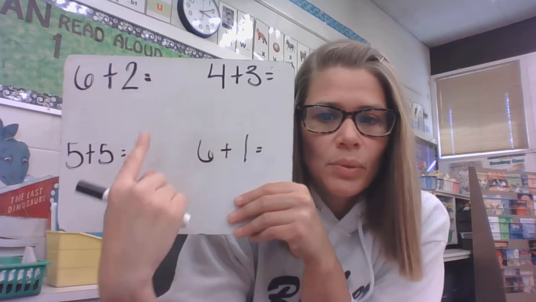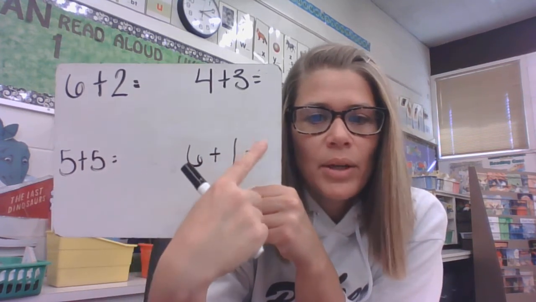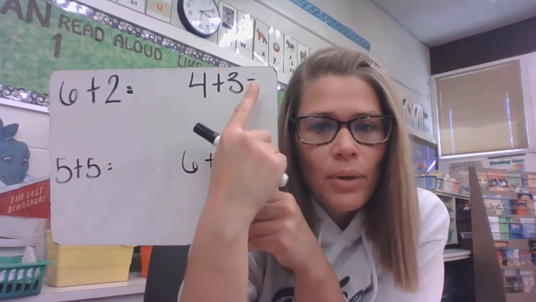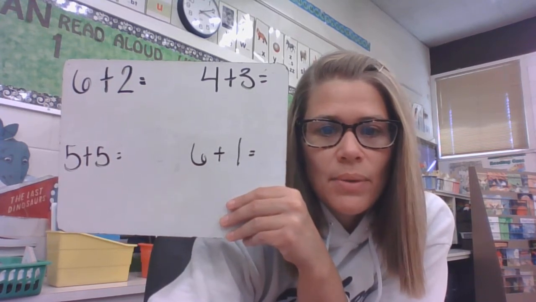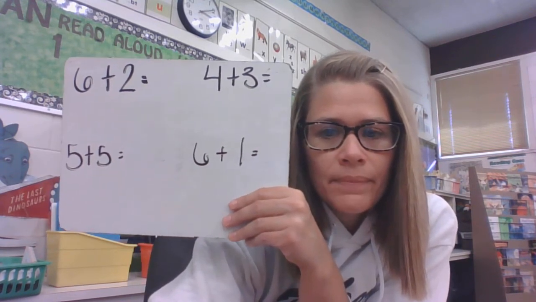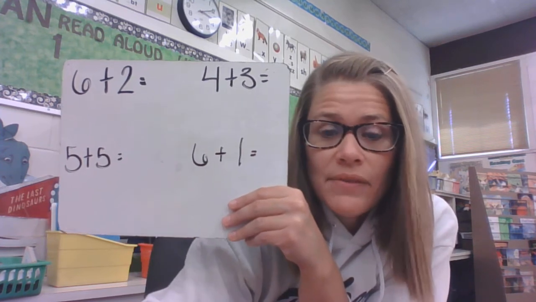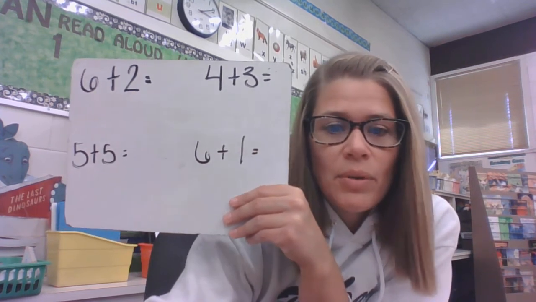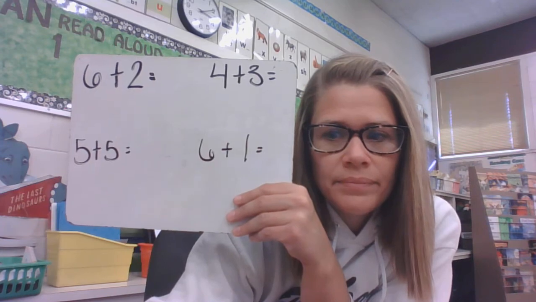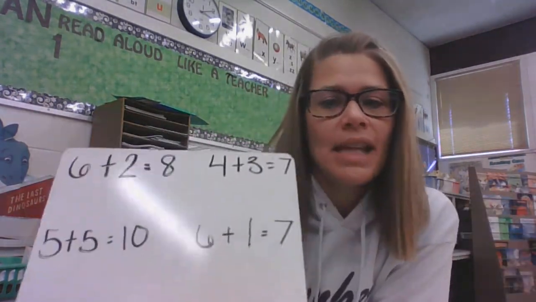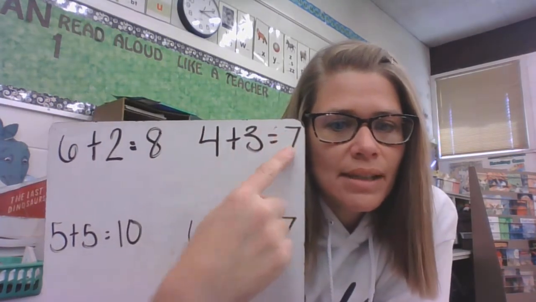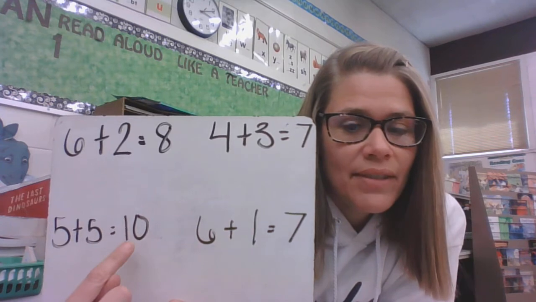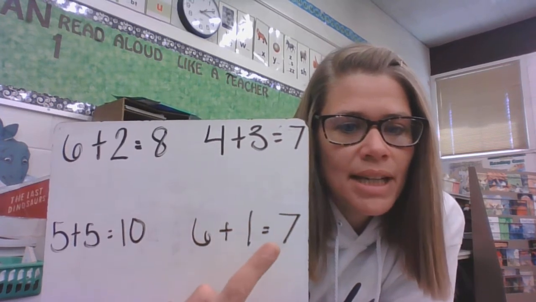What is 6 plus 2? What is 5 plus 5? What is 6 plus 1? What is 4 plus 3? Figure out the answer to each one of those equations. I'm going to put me on pause, figure out the answer to those, and then we're going to check you and see if you're right. Hopefully you figured out the answer to those 4 problems. 6 plus 2 was 8, 4 plus 3 was 7, 5 plus 5 is 10, and 6 plus 1 is 7.